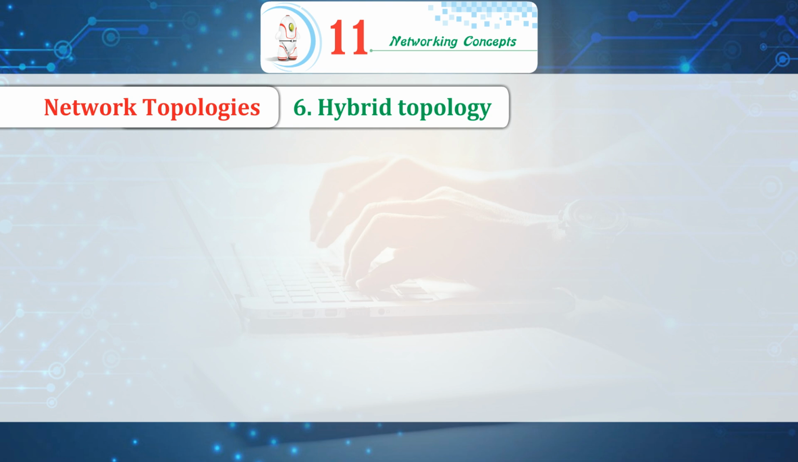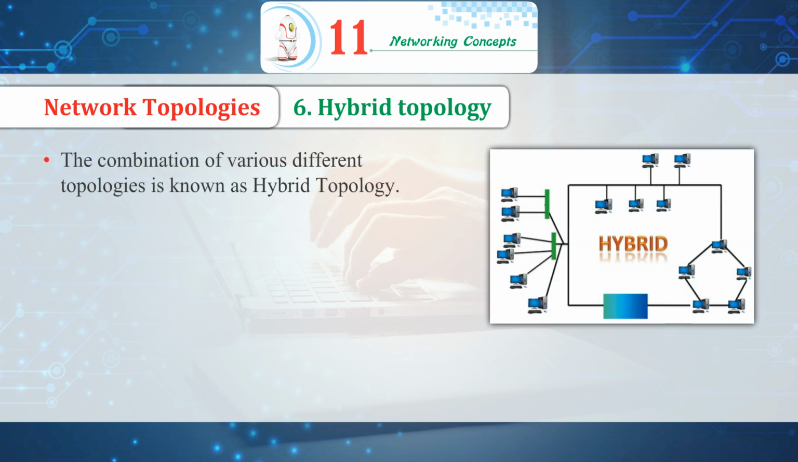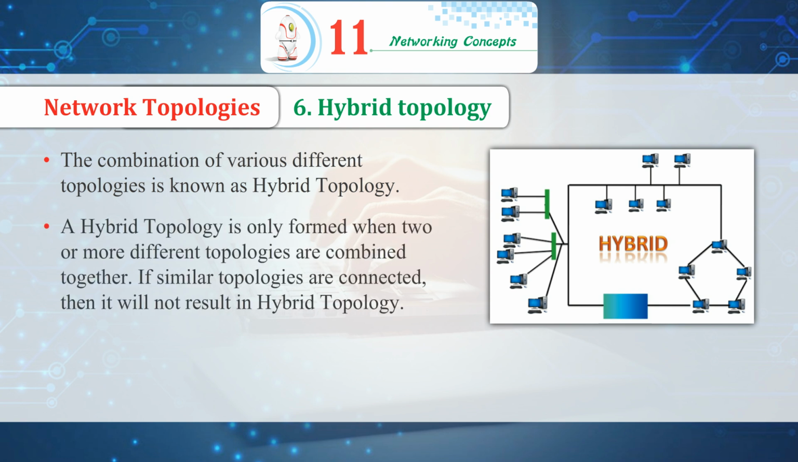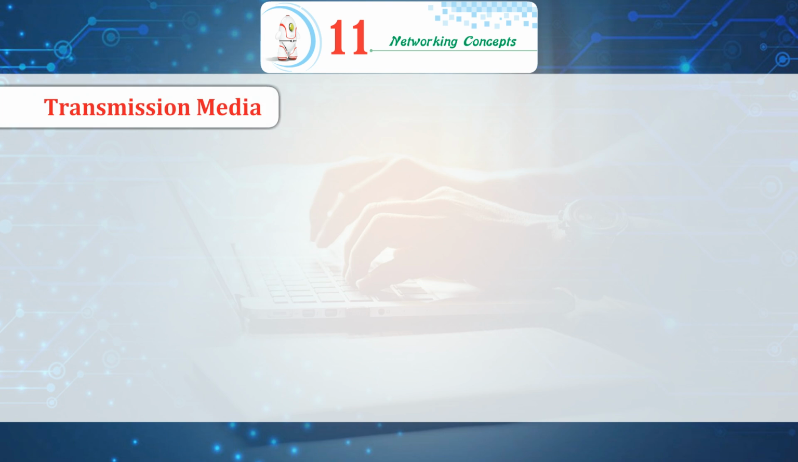6. Hybrid topology. The combination of various different topologies is known as hybrid topology. A hybrid topology is only formed when two or more different topologies are combined together. If similar topologies are connected, then it will not result in a hybrid topology.